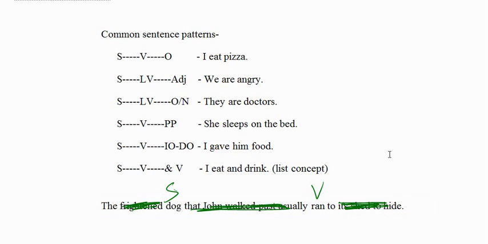So why is it important that we know about this core subject plus verb unit pair? Let's imagine that a tutor came up to you and they gave you a sentence like this. The frightened dog that John walked past usually to its shed to hide. So for a person reading this, they won't know what the dog is actually doing because there's no longer a verb here.